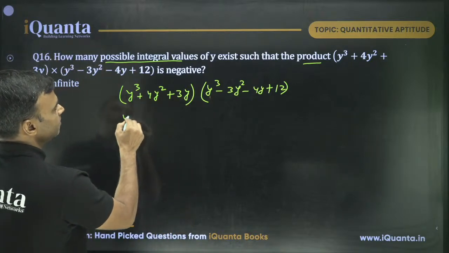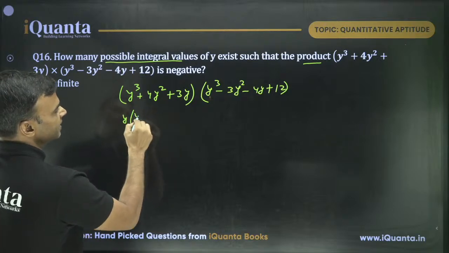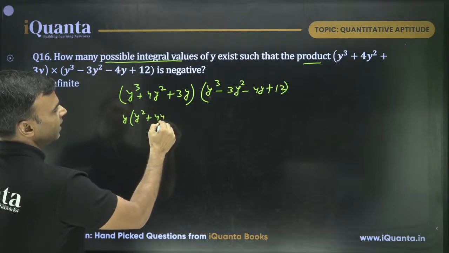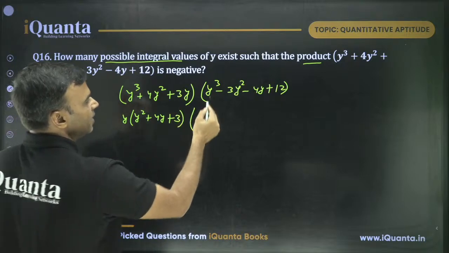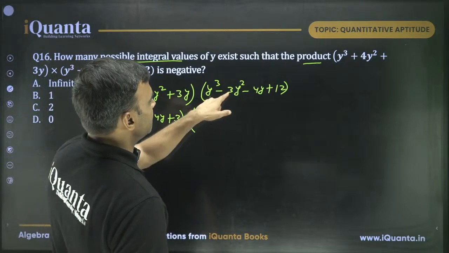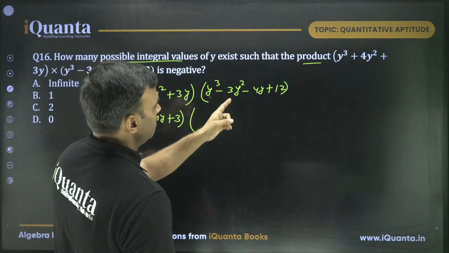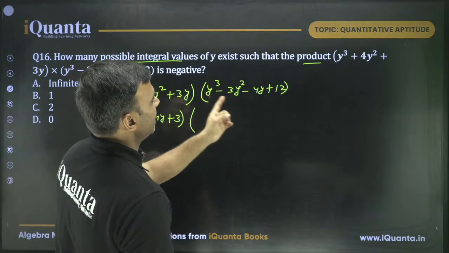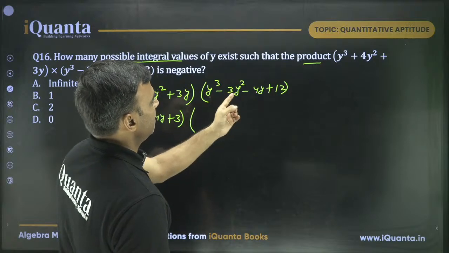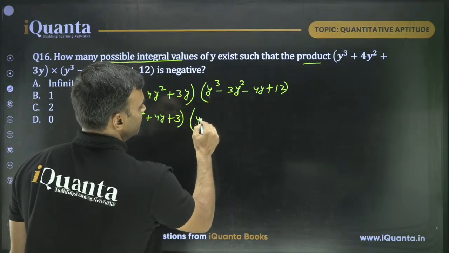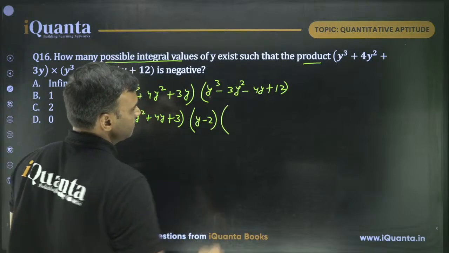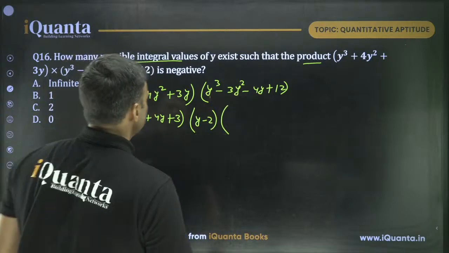You get y into, here y common, so y square plus 4y plus 3. Factorize this. You see 3 and 4, 7, 12 and 1, 19. So y minus 1 is not a factor. But if you put y equal to 2, 8 and 12, 20, 12 and 8, 20. Perfect. So y minus 2 is a factor.